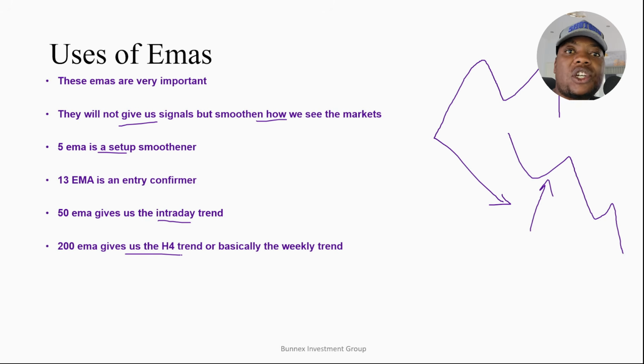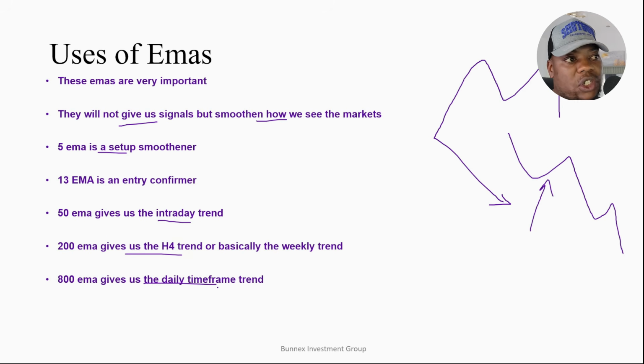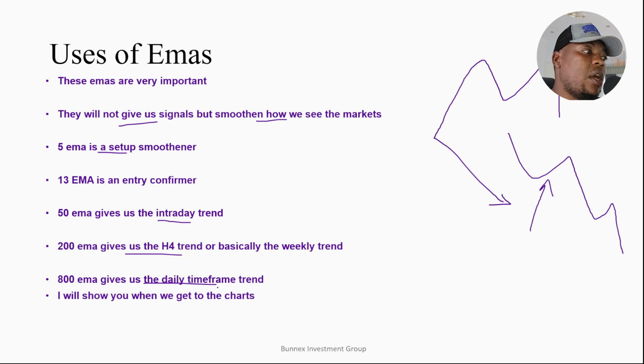The 200 EMA gives us the H4 trend, or basically the weekly trend. So we are trying to build up a notion whereby we have several trend showers on one particular chart. The 200 EMA will tell us if the weekly time frame is going up, going down, and so forth. Then the 800 EMA will give us the daily time frame trend. Is the daily time frame going to the upside or to the downside? If that is the case, we actually can trade, as I'll show you shortly. Right, so I'll show you when we get to the charts how these actually look.